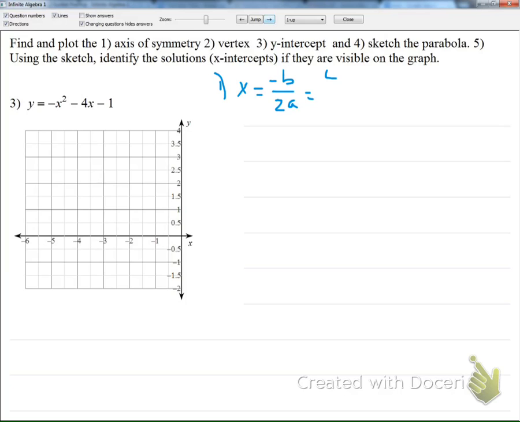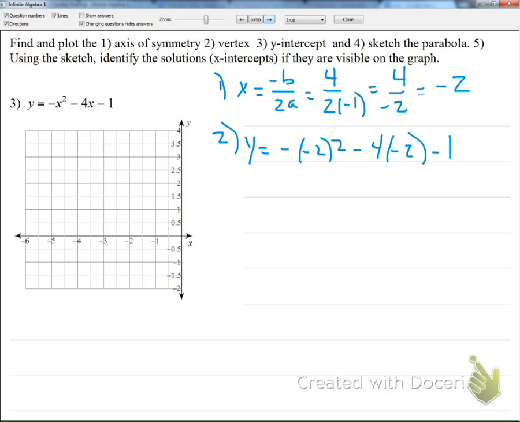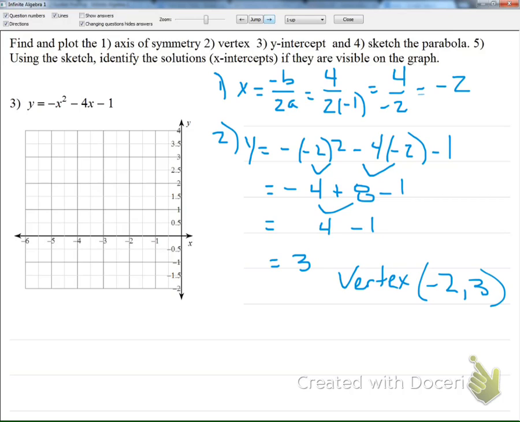Your x-coordinate, opposite b over 2a, is equal to negative 2. Use that negative 2 and plug it back into the original equation to solve for y. Negative 2 squared is 4. That negative that came in front of it doesn't go away. Negative 4 times negative 2 equals a positive 8 minus 1. Negative 4 plus 8 is positive 4 minus 1. And 4 minus 1 is 3. Therefore, your vertex is negative 2 comma 3.